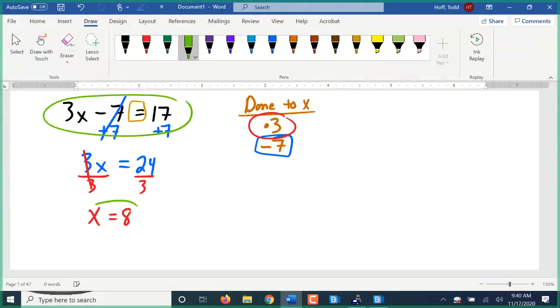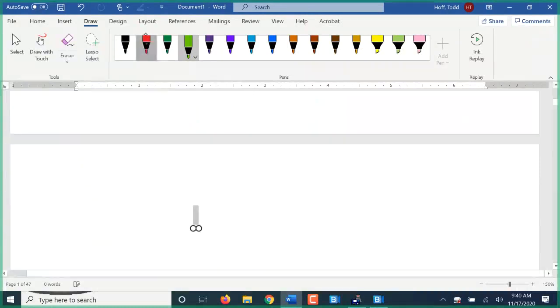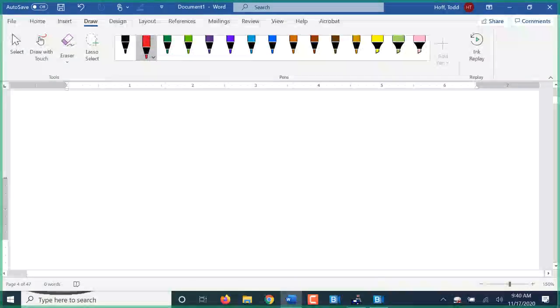Now, if we're not sure of ourselves here, we can always go back to the original equation and plug in that number and make sure we get a balanced scale. Make sure we get the same value on each side of the equal sign. So if x equals 8, 3x minus 7 becomes 3 times 8 minus 7, and then equals 17.